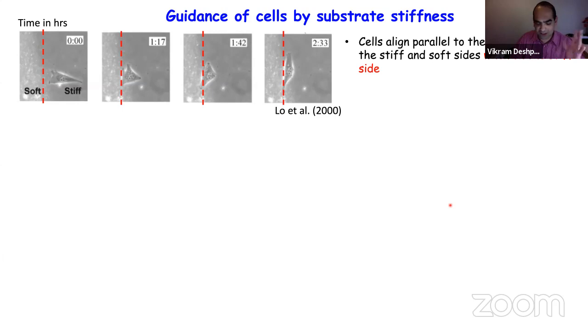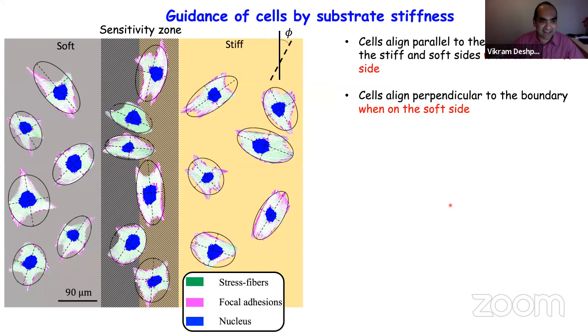Guidance occurs not just by painting fibronectin lines, but by controlling the elasticity of the cell substrate. If you take a cell substrate with a stiff substrate on one side and a soft substrate on the other side, you see that the cells will orient themselves on the edge where the transition takes place, and they'll align themselves with that boundary.